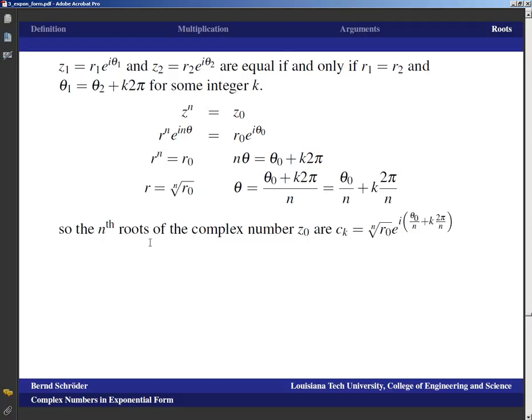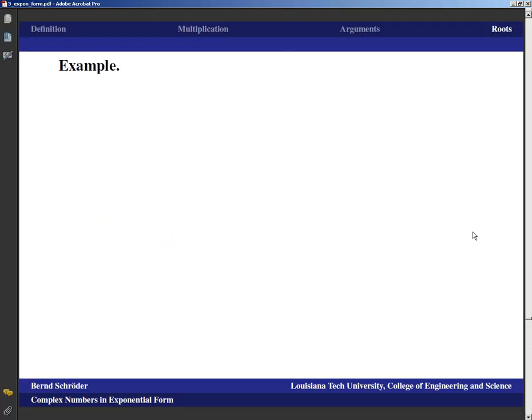And that means that the nth roots of the complex number z0 are ck being the nth root of r0 times e to the i theta 0 over n plus k times 2 pi over n, where really all the information that we need is in the theta 0 over n, because whenever you have an nth root, you can always add k times 2 pi over n to the argument and get just yet another nth root of that number. And k goes from 0 to n minus 1 there.